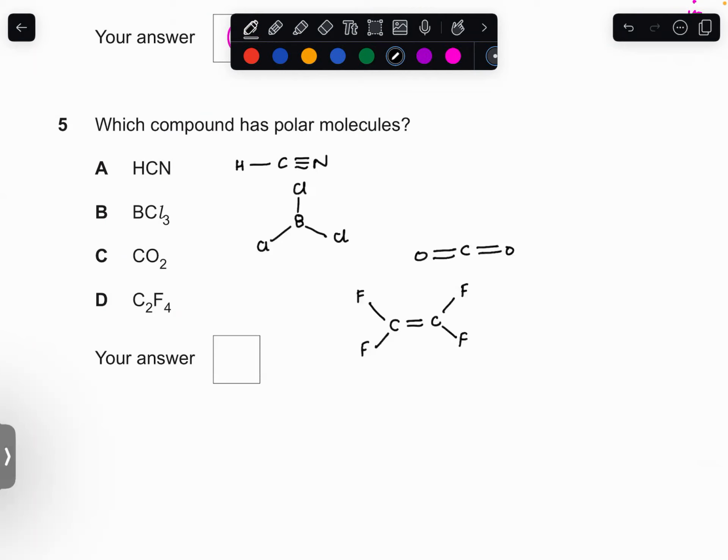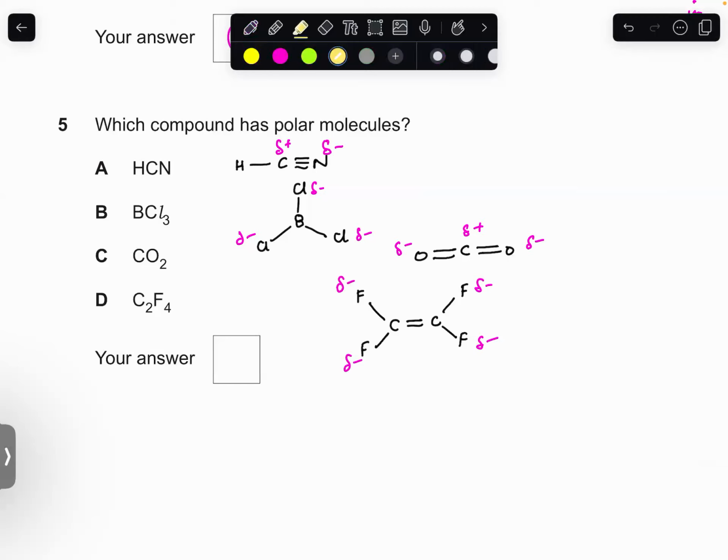If we put in the dipoles, nitrogen is closer to fluorine, so this will be delta negative, delta positive. Hydrogen and carbon are usually very similar, so we can maybe disregard the hydrogen for now. Chlorine is delta negative, with boron delta positive. Now, which of these compounds is a polar molecule?